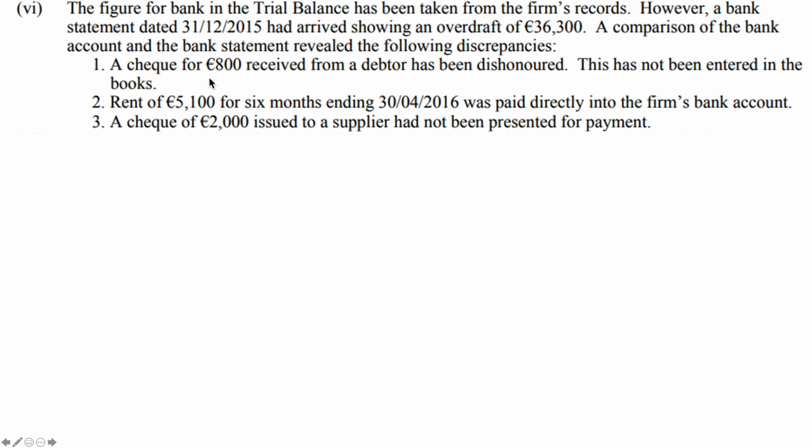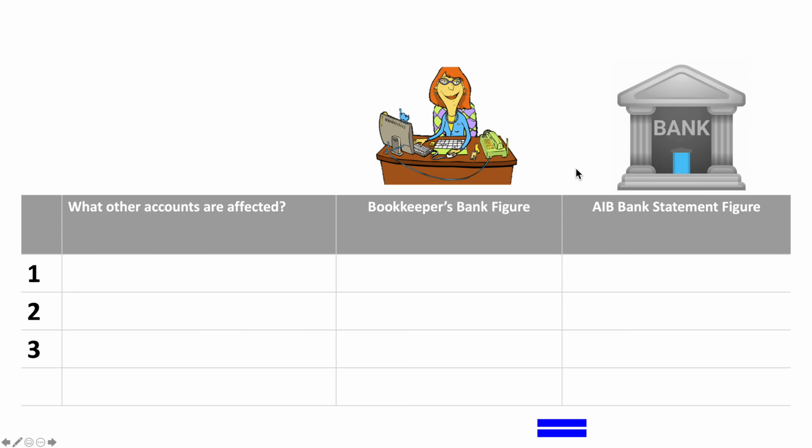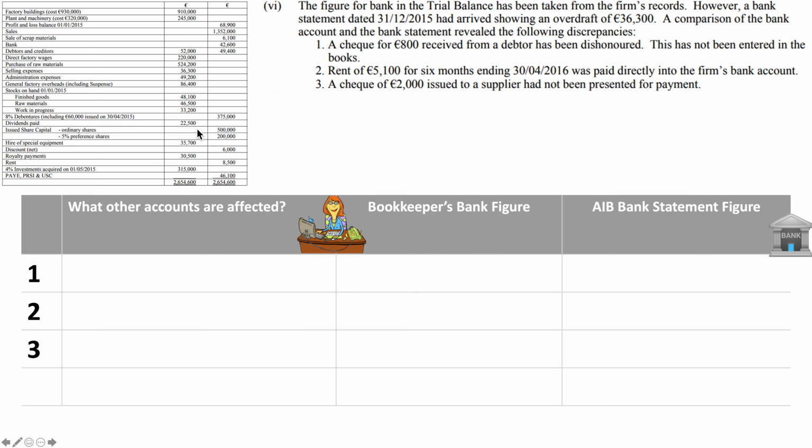Number 1, a cheque for €800 received from a debtor has been dishonoured. This has not been entered in the books. Number 2, rent of 5,100 for 6 months ending 30th of the 4th, 2016 was paid directly into the firm's bank account. And number 3, a cheque of €2,000 issued to a supplier had not been presented for payment. Okay, so let's take a look. So the bookkeeper's bank figure was 42,600 on the credit side, so that is an overdraft. AIB's bank figure on their bank statement showed 36,300 overdraft. So we need to get these figures to be the same down below.